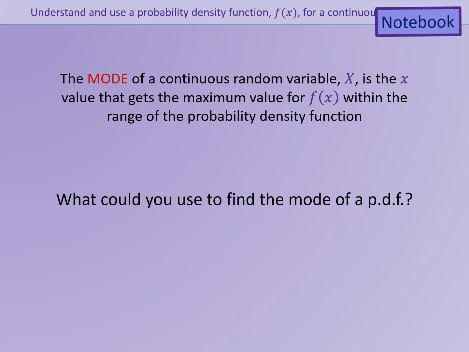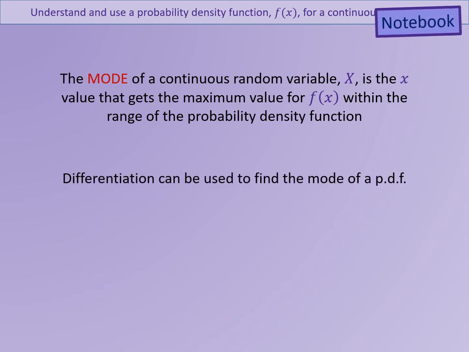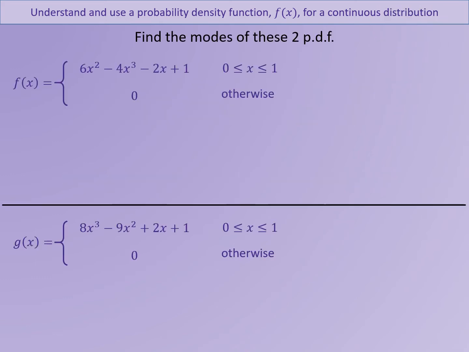If we had a graph of a PDF, how could we find the mode? We could potentially use differentiation for this to find the maximum value of a graph. For each of these two PDFs, we're going to use differentiation to find the mode. You may want to pause the slide now to see if you can find this.